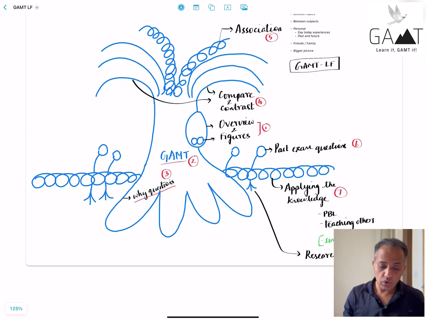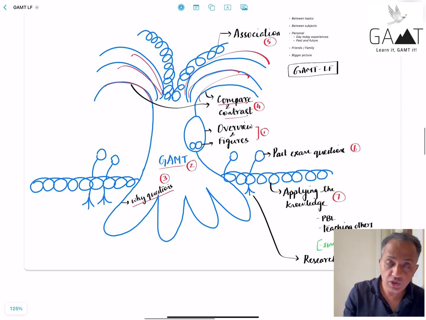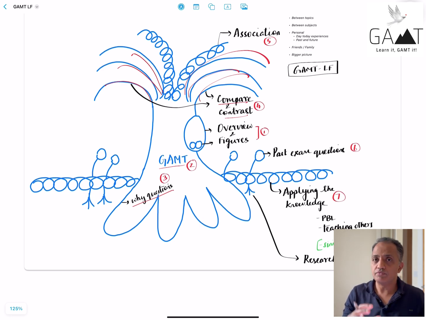After the why question zone, you can go to what's called the compare and contrast zone. So this is C, this is another C. In this zone, you need to ask a lot of compare and contrast questions. This compare and contrast zone is very, very important. It provides you the contextual information that you need to have an in-depth knowledge about the topic.